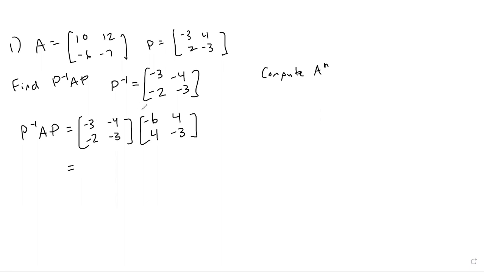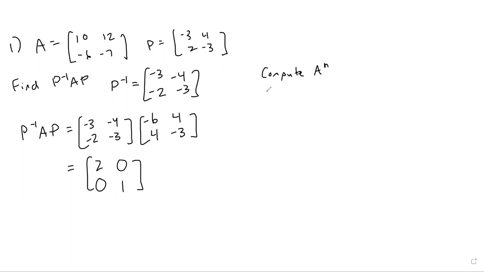So I get 18 minus 16 is 2. And negative 12 plus 12 is 0. And then 12 minus 12 is 0. And negative 8 plus 9 is 1. And so we have a diagonal matrix, which is great.